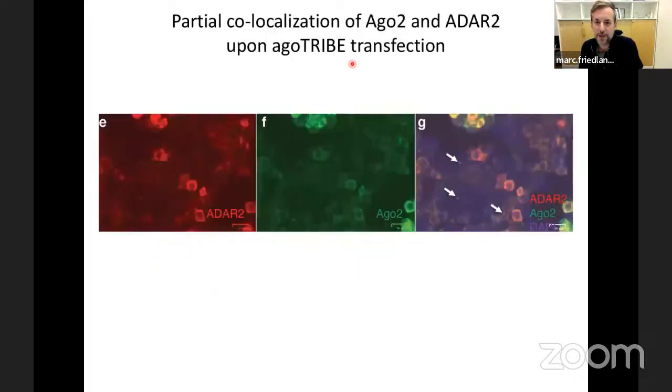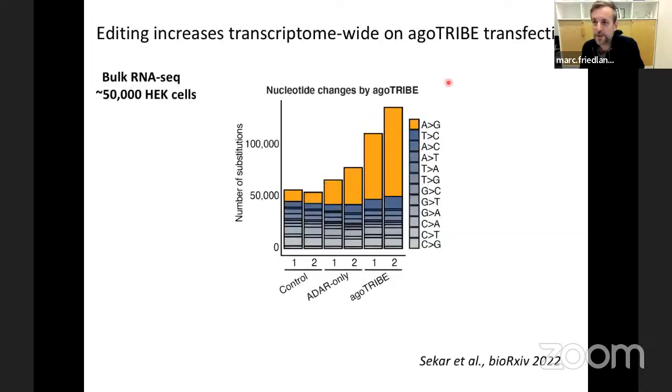And so also without GFP tagging, but using antibodies against natural ADAR2 or AGO2, we did basically co-imaging, and we see here again quite a lot of co-localization in this orange. And we see that once we transfect agoTRIBE, we have a lot of spots where AGO2 and ADAR2 are co-localizing in something that could be P bodies, and we speculate that this is probably the fusion protein that localizes there.